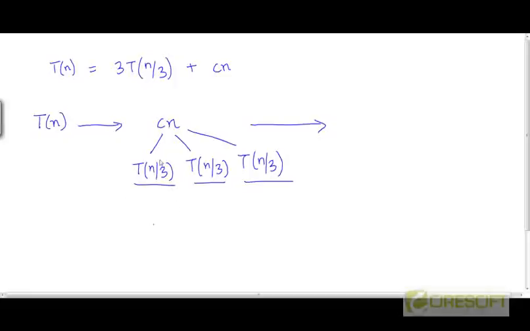So what is T(n/3)? If T(n) is given by this expression, then T(n/3) can be obtained by simply replacing n by n/3 on both sides. T(n/3) is going to be 3 times T((n/3)/3), which is n/9, plus c·n/3.